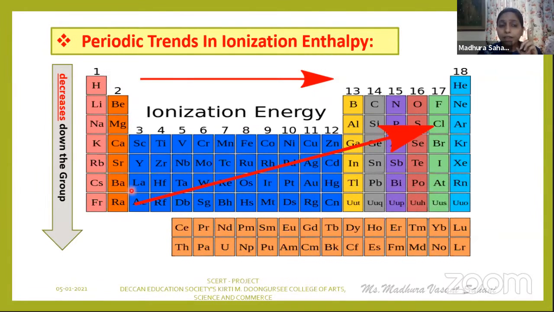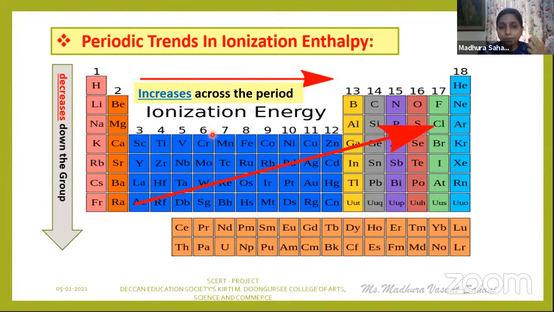Now, try to relate the things. When the atomic radius goes on increasing, it means valence electrons are loosely held by the nucleus. So obviously, less energy is required to remove those electrons. And therefore, as you move down the group, as the outer electrons are weakly held by the nucleus, very little energy is required to remove the electron. So ionization enthalpy goes on decreasing as you move in the downward direction.